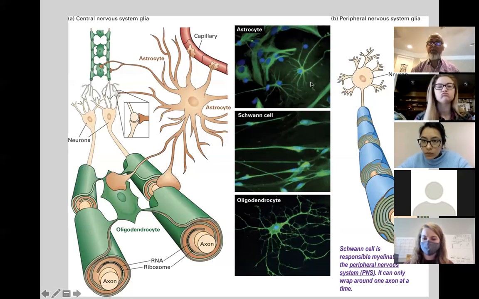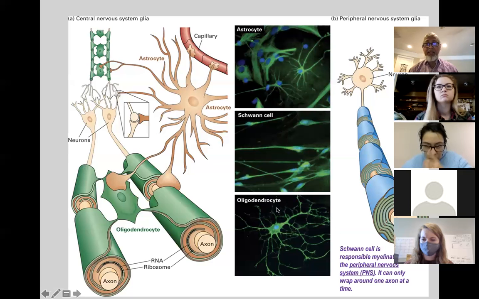Now, this is the peripheral nerve in the peripheral nervous system. This also has myelination, but in this case, myelination is done by another type of glial cell. We call them Schwann cells. The Schwann cell will myelinate the nerve of the peripheral nervous system, and oligodendrocytes will myelinate a nerve in the central nervous system. Okay, so now look at how the Schwann cell looks.